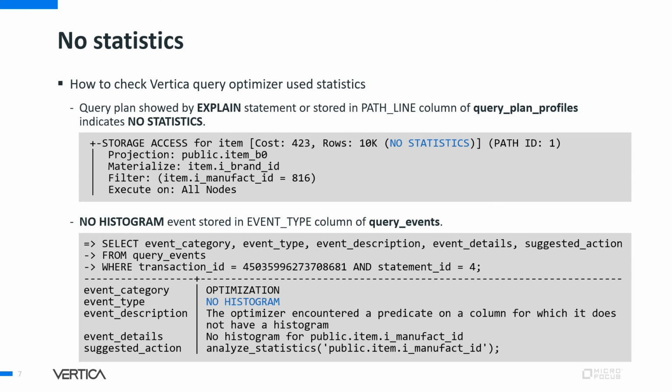In the following explain plan, you see no statistics for the item table. When you execute a query using this table, you see in the query events system table that the table statistic is not up to date, and it recommends that you run analyze statistics on this table.